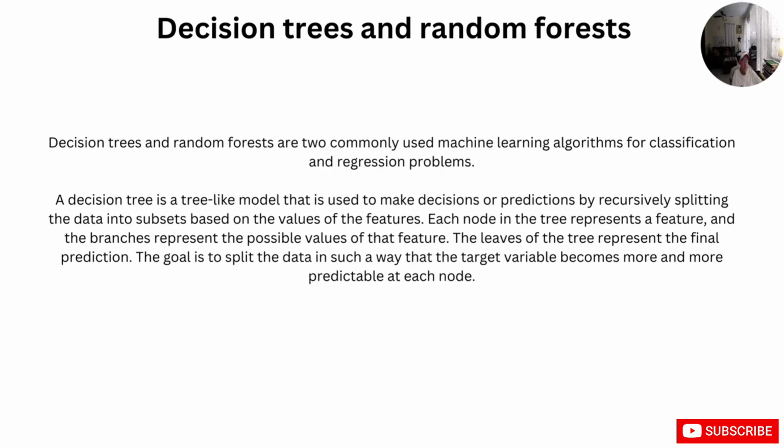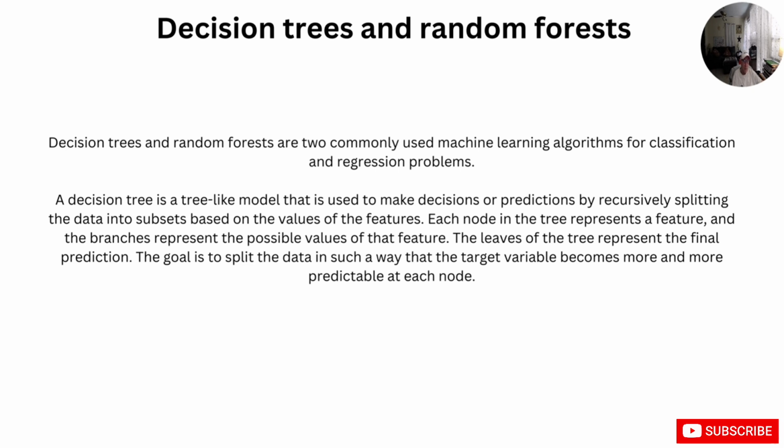Decision trees and random forests. Decision trees and random forests are two commonly used machine learning algorithms for classification and regression problems. A decision tree is a tree-like model that is used to make decisions or predictions by recursively splitting the data into subsets based on the values of the features. Each node in the tree represents a feature, and the branches represent the possible values of that feature. The leaves of the tree represent the final prediction.